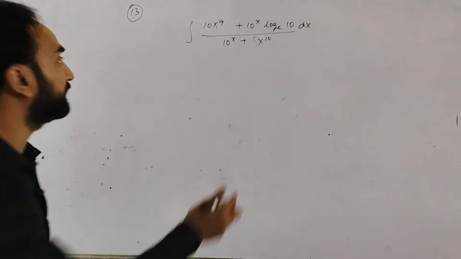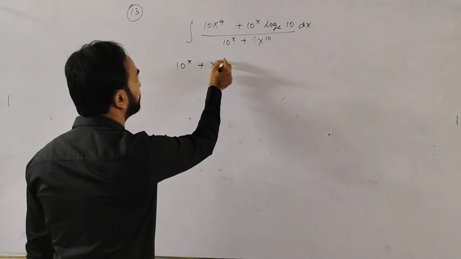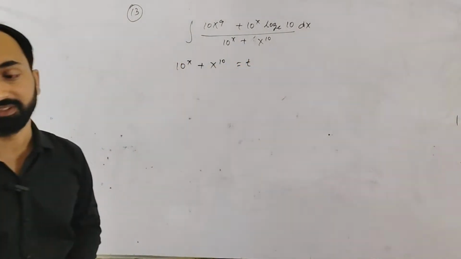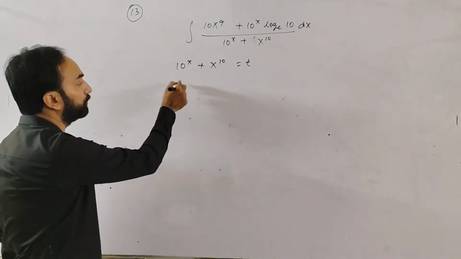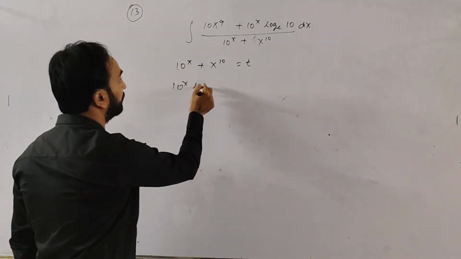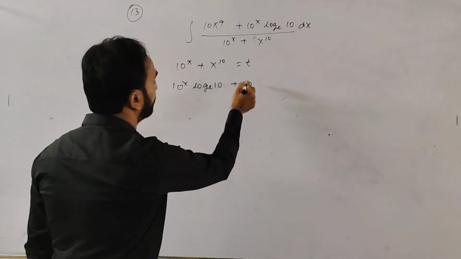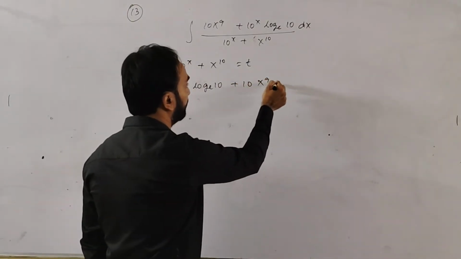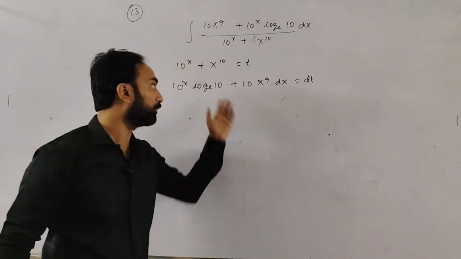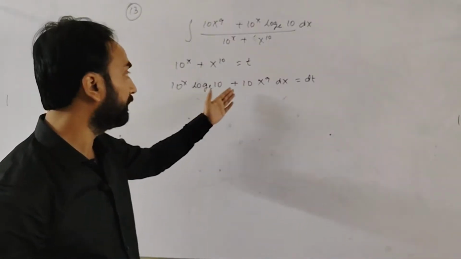So first of all, we will take this denominator part. We will assume this denominator, 10 to the power x plus x to the power 10, is equal to t, and then we know the differentiation of this will become 10 to the power x log 10, correct? And this will become 10x to the power 9 dx. This will become dt, right? So we are differentiating both sides. This will become 10 to the power x log 10 plus 10x to the power 9.